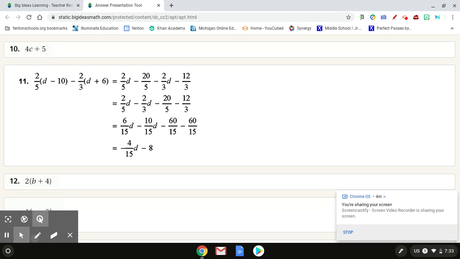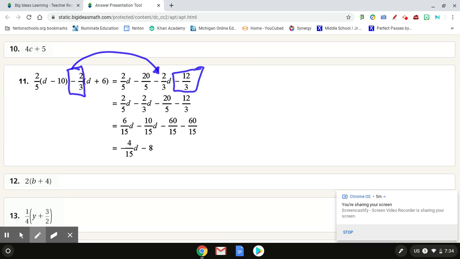Remember, I always say take the sign in front of the term. So really, you should have multiplied negative 2/3 times d. That would give you this. And then a negative 2/3 times 6 would give you negative 12/3. Okay. And then it's combining like terms.